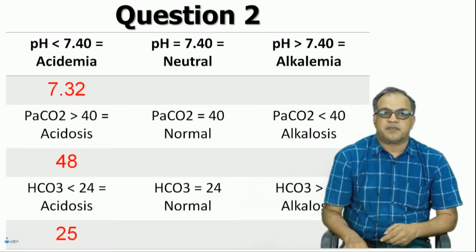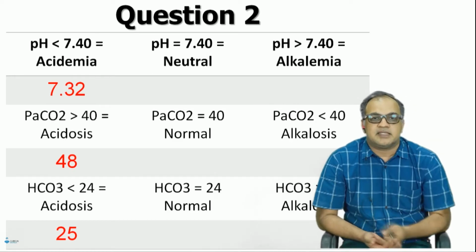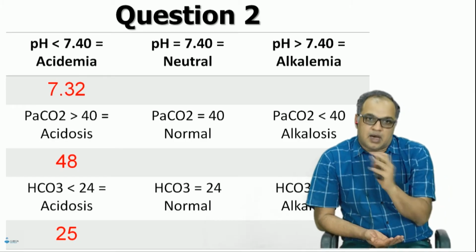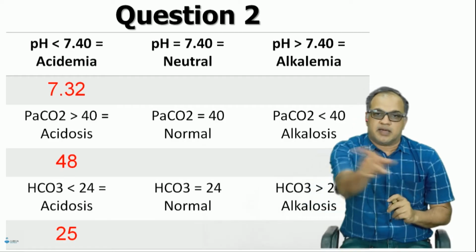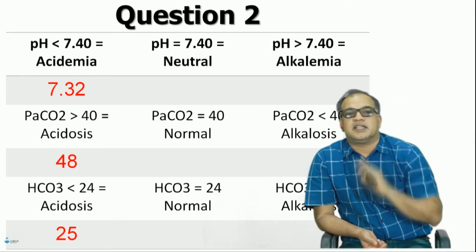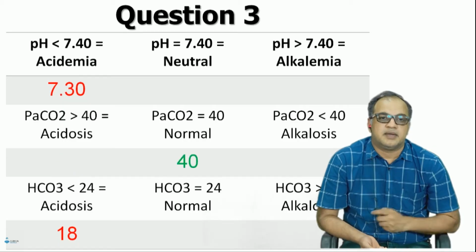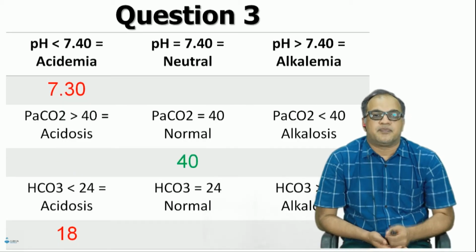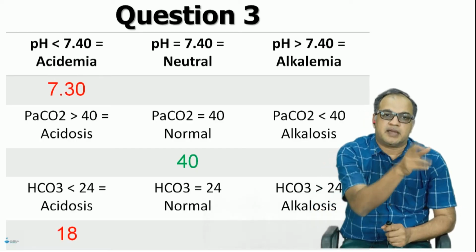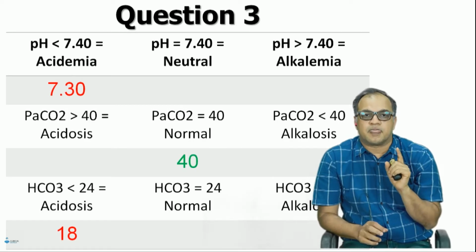Second question we'll see. pH is less than 7.4, tic-tac-toe method. pH is less than 7.4. Bicarbonate is 25, this is written wrongly, bicarbonate should have been on that side. PCO2 is more than 40, respiratory acidosis. Okay? Question 3, pH less than 7.4, CO2 normal, bicarbonate acidosis, metabolic acidosis.